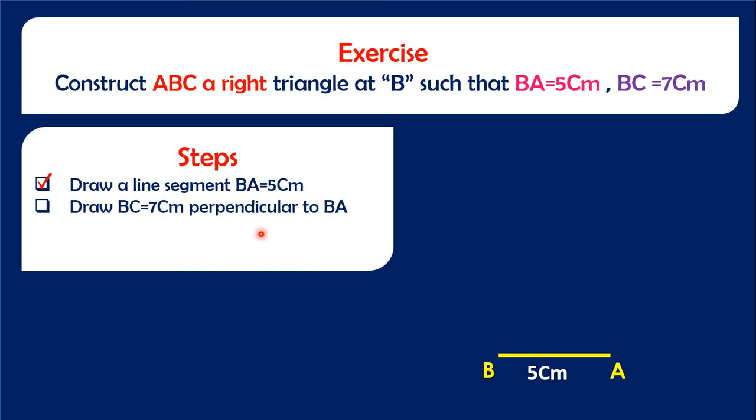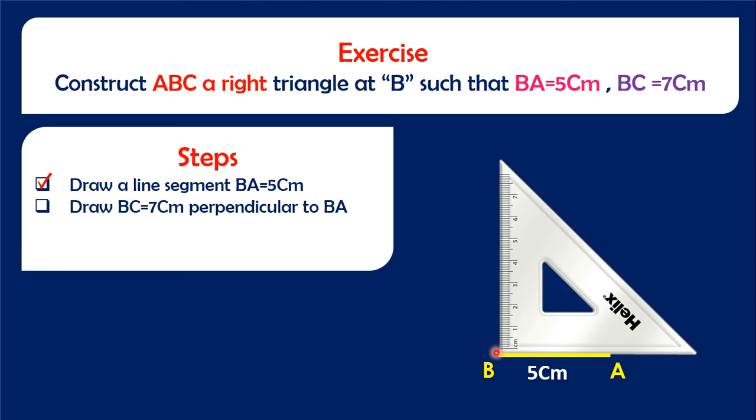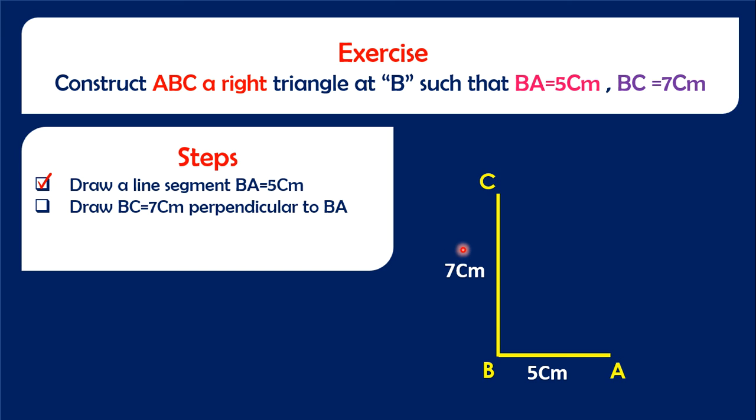Let's see our second step. Draw BC perpendicular to BA. Yes, so we have to draw a line segment BC perpendicular to BA. Let's notice, its name is BC, so we have to start at B, where the right angle will be. So we bring the set square, we set it correctly on BA, and we draw BC equals 7 centimeters. And we don't forget to put the 90-degree mark. This step is finished.